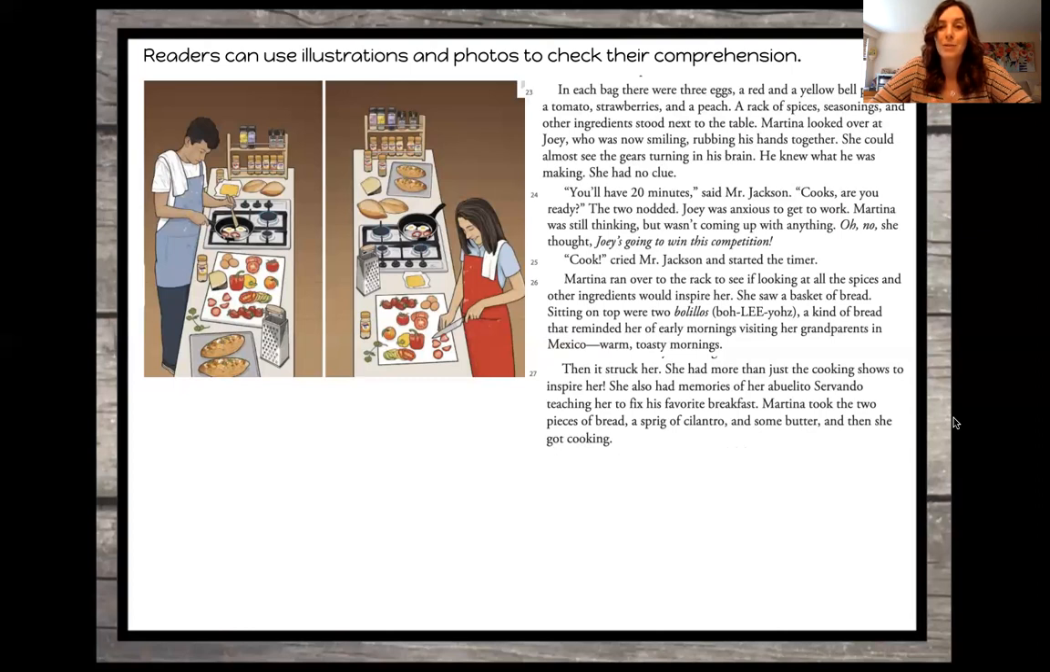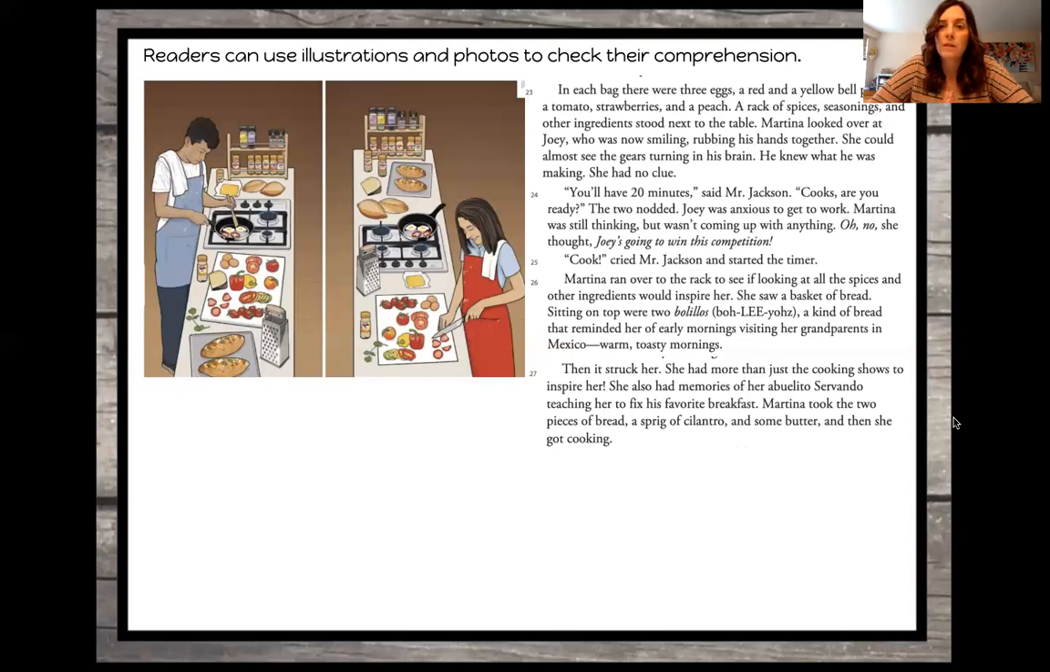Then it struck her. She had more than just the cooking shows to inspire her. She also had memories of her abuelito, Servando, teaching her to fix his favorite breakfast. Martina took the 2 pieces of bread, a sprig of cilantro, and some butter, and then she got cooking.